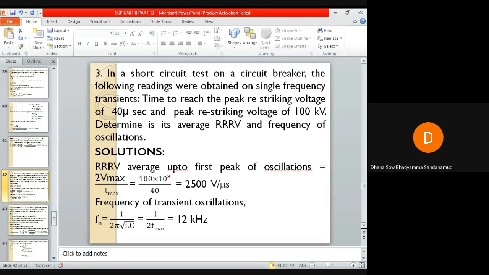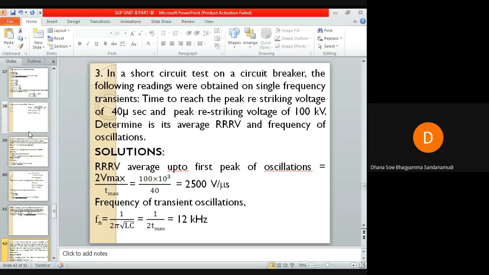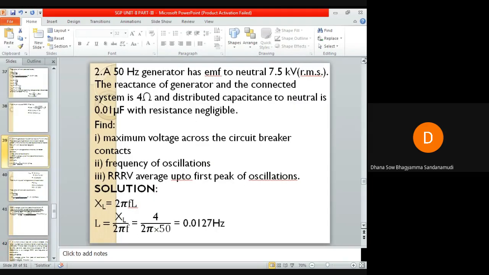What is it? What is this next problem? Yeah, that is the problem.